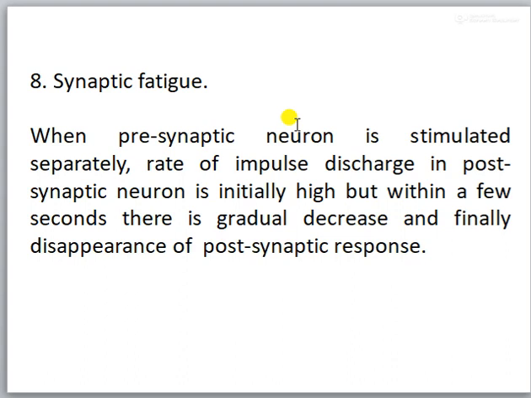The next property is synaptic fatigue. What is synaptic fatigue? When the presynaptic neuron is stimulated repeatedly, the rate of impulse discharge in the postsynaptic neuron is high initially. After a few seconds, there is a decrease, and finally there is disappearance of the postsynaptic response. This is called synaptic fatigue or habituation. It is a temporary phenomenon.